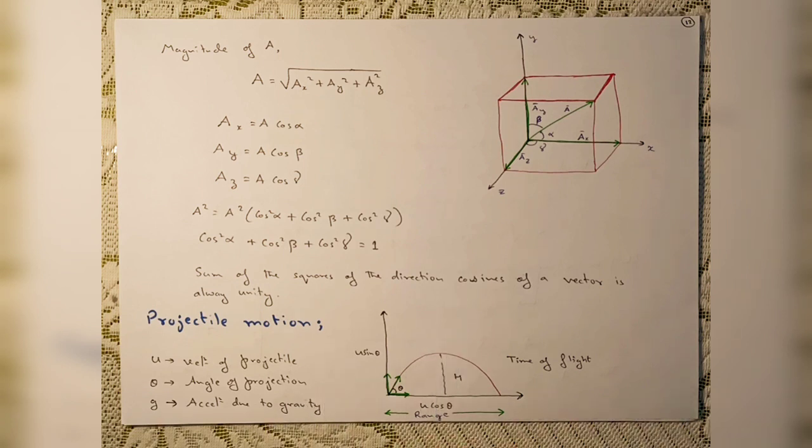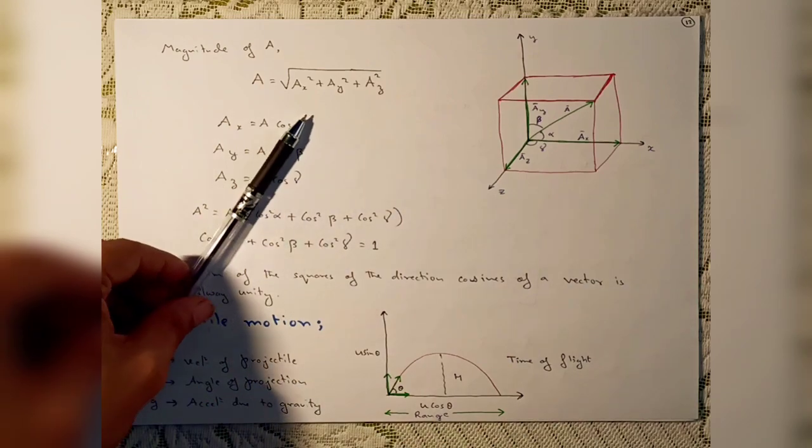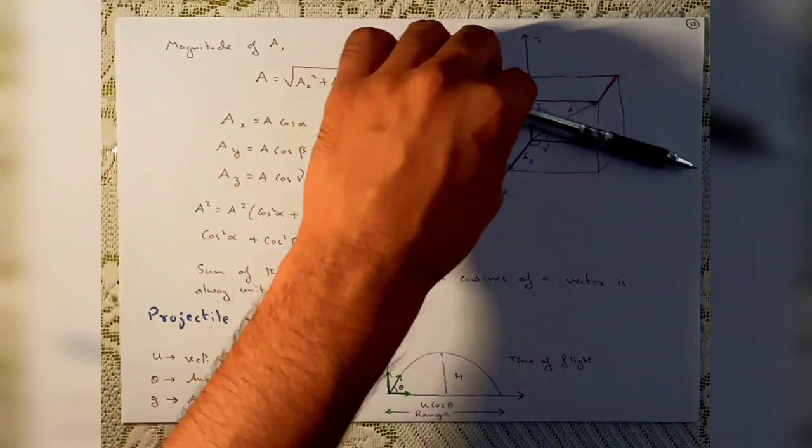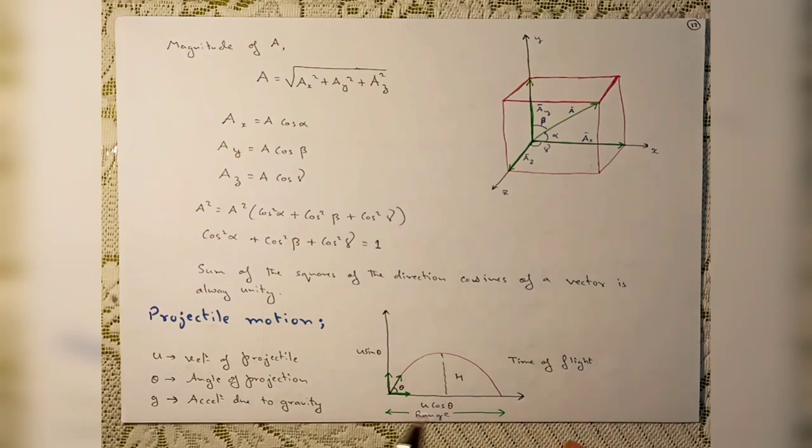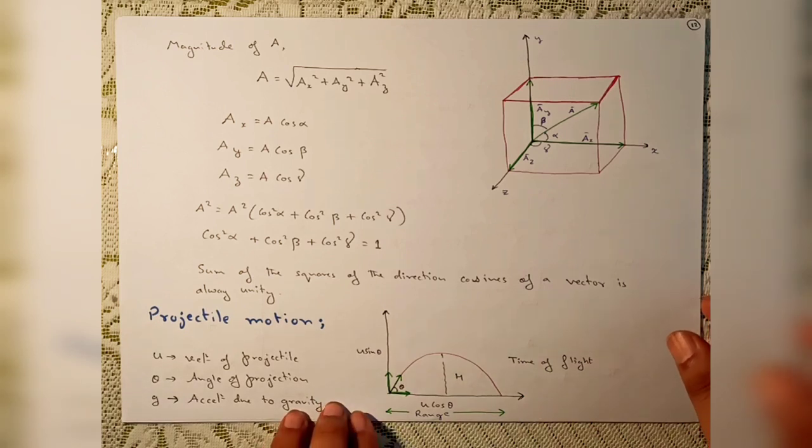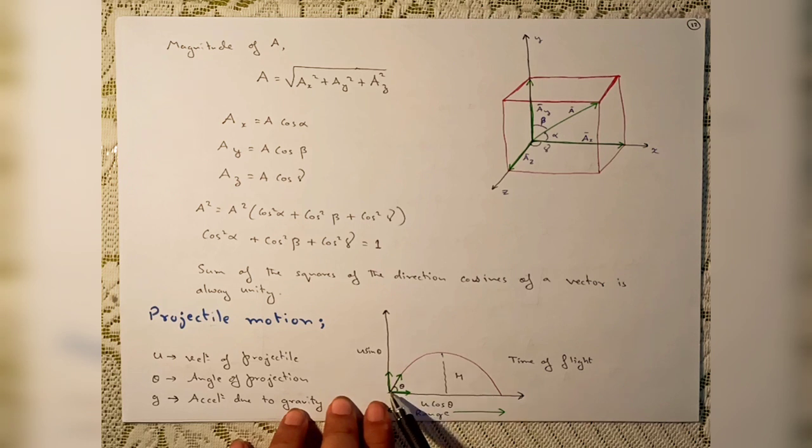When a body is moving in this fashion, then this type of motion is known as projectile motion. And there are two types: one is horizontal, one is vertical. So here there are certain components and certain equations that are very important to remember. If a body is thrown from this point at an angle theta, it goes in this way, reaches this point.